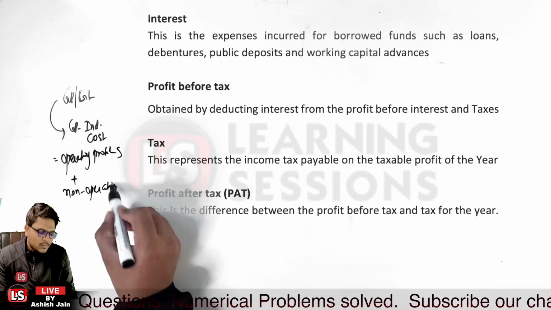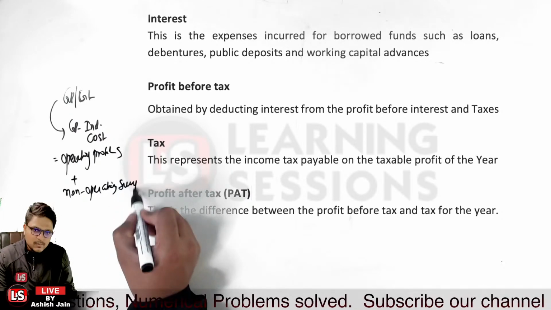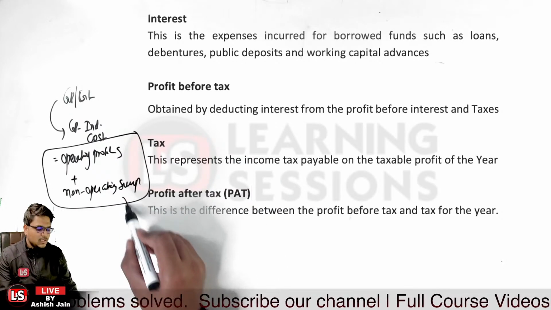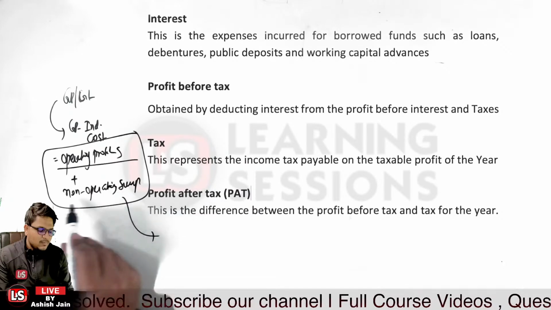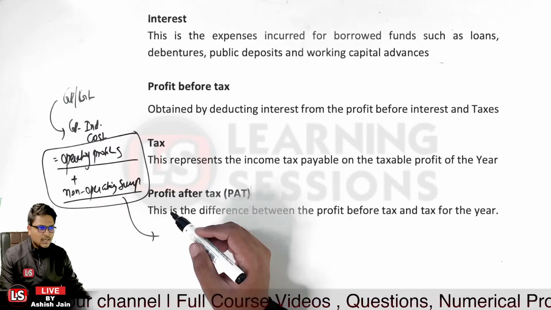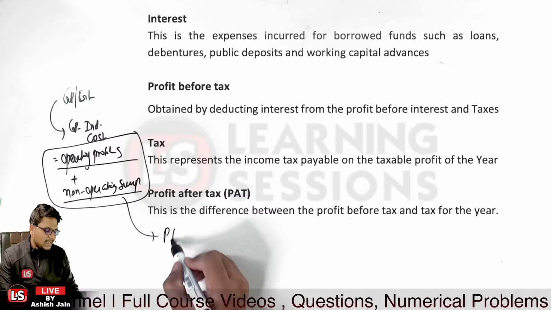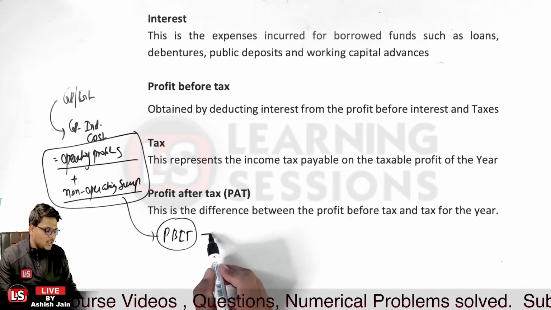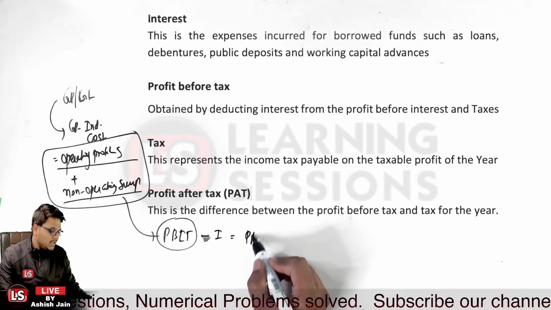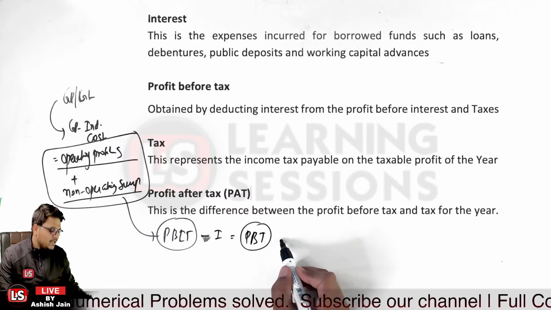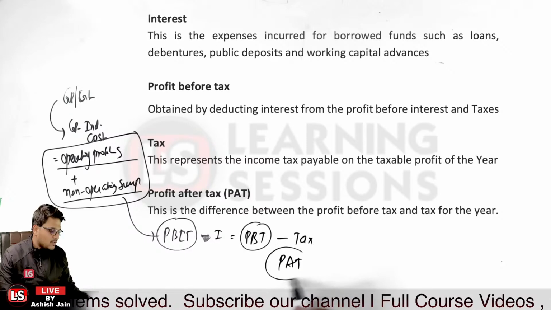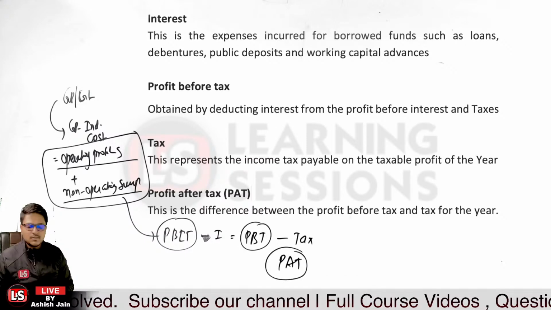Operating profits plus the non-operating surplus, that gives you what? The total of these two terms is actually the PBIT, that is profit before interest and tax. When you subtract the interest, that forms the PBT, profit before tax. And further, when you subtract the tax, that gives you the PAT, that is profit after tax. Okay, so this is how you need to memorize this.